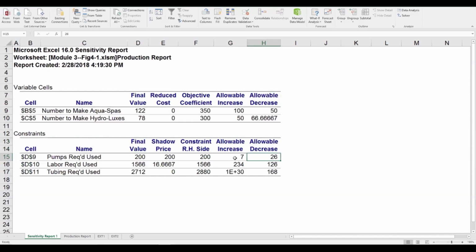For the labor, the allowable increase is 234 and the allowable decrease is 126. For the tubing, the allowable increase is 1e30. Actually, Excel cannot display the infinity sign here, so Excel uses 1e30 by default to express a huge number. So you can also consider it as infinity.